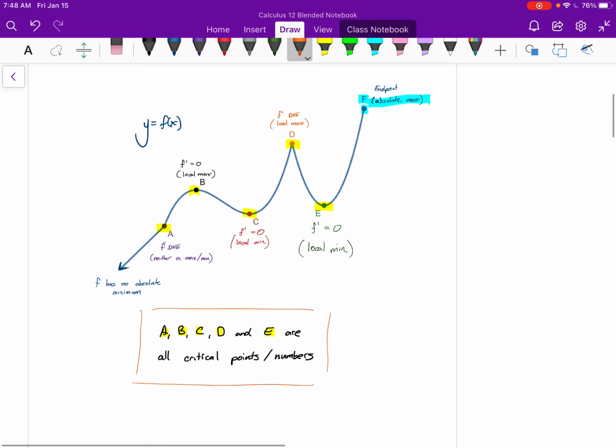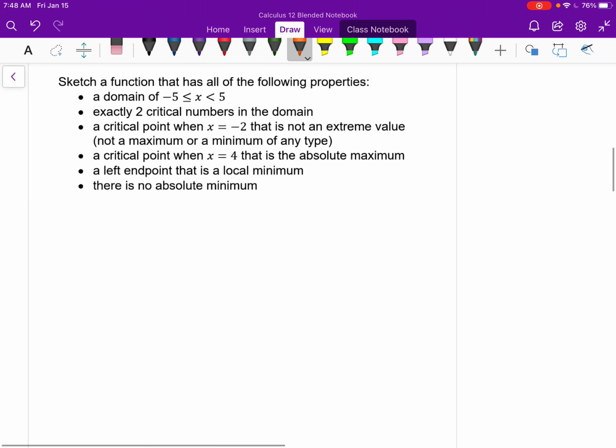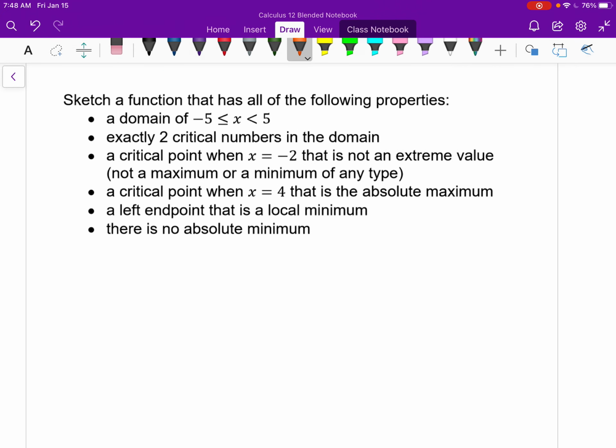OK, so let's use this now. What we've learned before is to try to visualize a particular function with a set of characteristics. I want to sketch a function that has all the following properties. I'll read these out, but I would highly recommend you try as much of this as you can on your own without watching me do it right away. I want a function that has a domain from -5 to 5, including -5, not including 5. It has exactly 2 critical numbers somewhere in the domain. It has a critical point when x equals -2 that is not an extreme value. It has a critical point when x equals 4 that is an absolute maximum. I want the left endpoint to be a local minimum, and I want no absolute minimum.